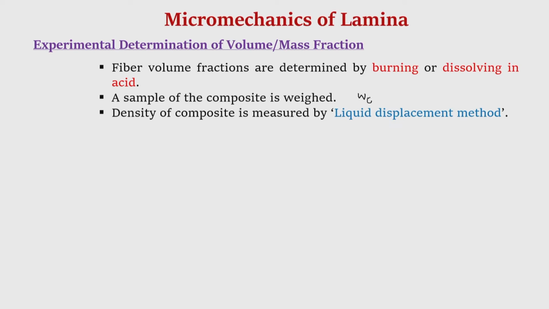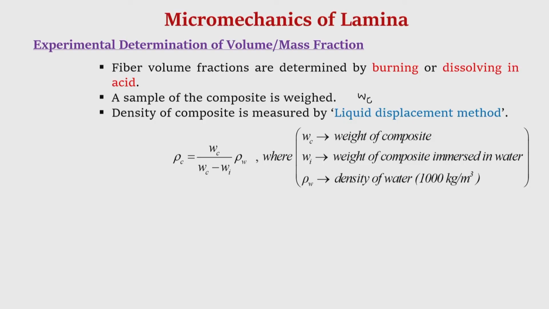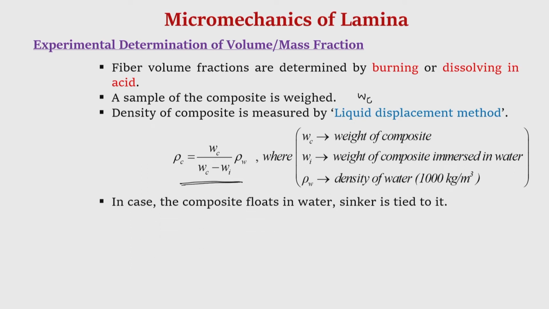Then the density of the composite is measured by the liquid displacement method. We know how to find the density by this method. First we take the weight of the composite in air and then the weight of the composite immersed in water, and then using this and the density of water, we can find the density of the composite rho c. Suppose the composite is light and does not sink in the water. Therefore, in order to determine its weight in water, we provide a sinker, and the weight of the sinker is taken into account while finding the density using this formula.